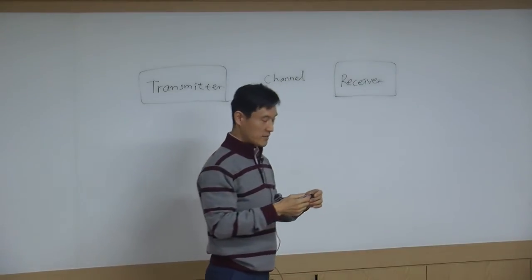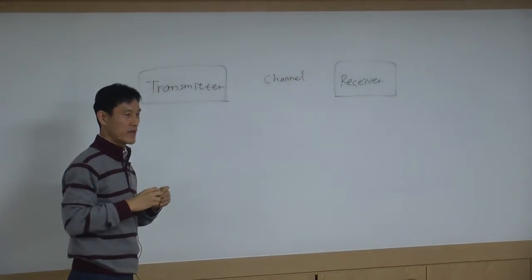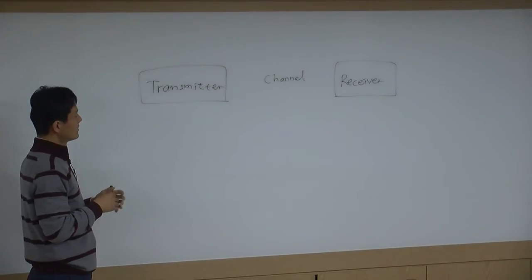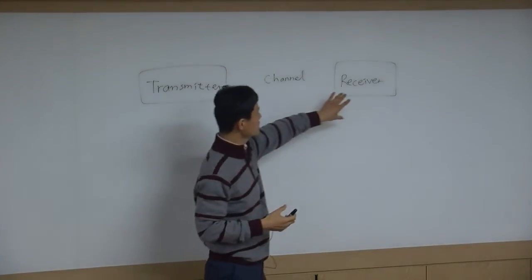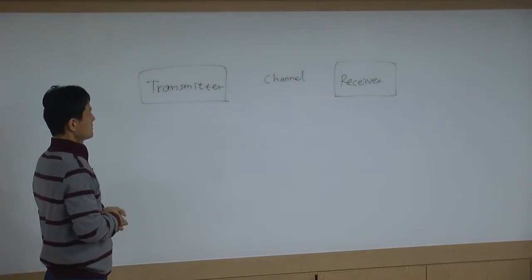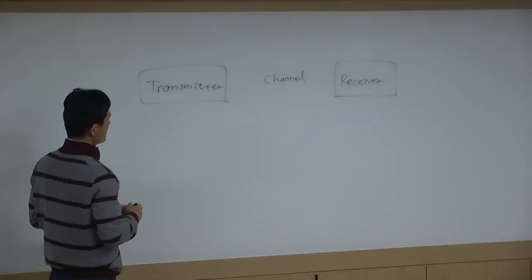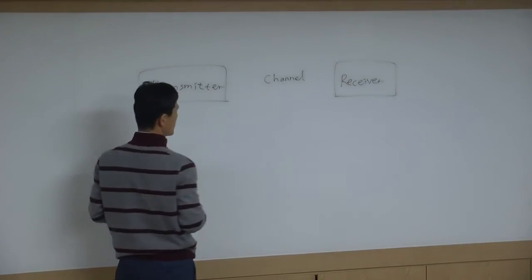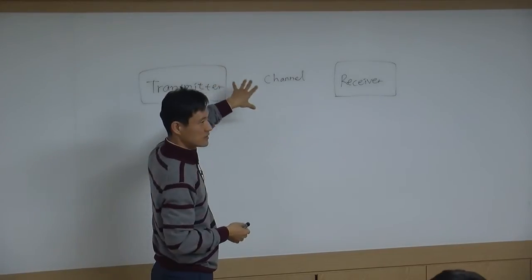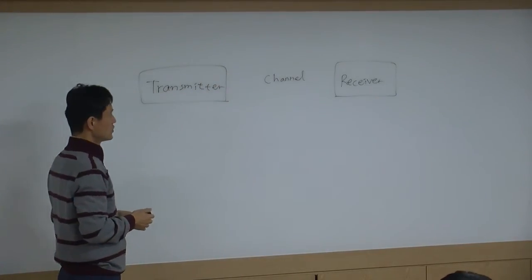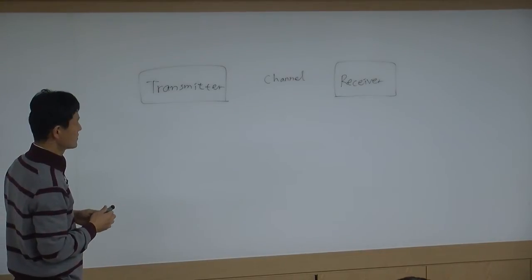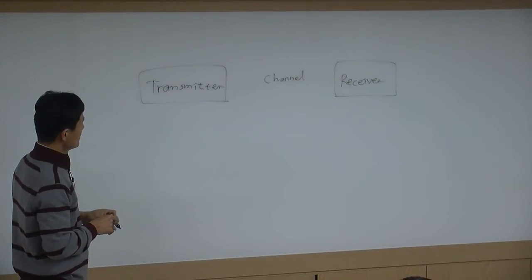This is always the basis for every communication, analog, digital, anything. Communication always consists of a transmitter, a receiver, and a channel. And this channel can be wireless or wired, as I said. The transmitter and receiver can be human, or your cell phone, or any device, any computer, any machine, anything.